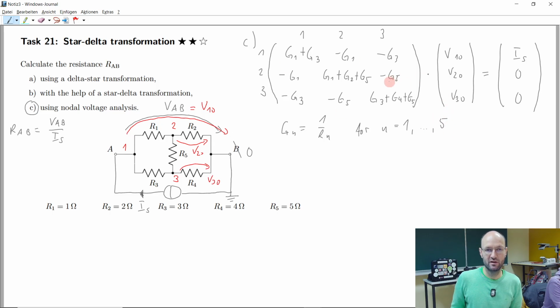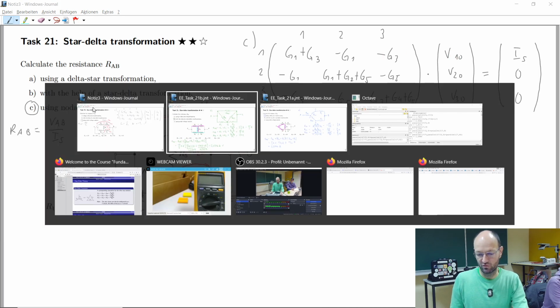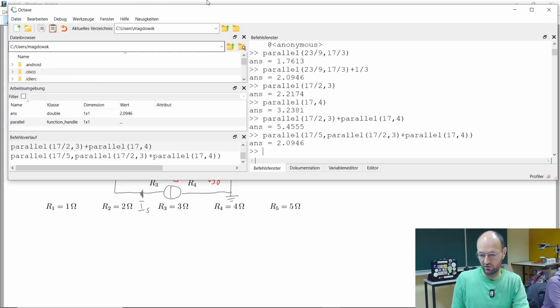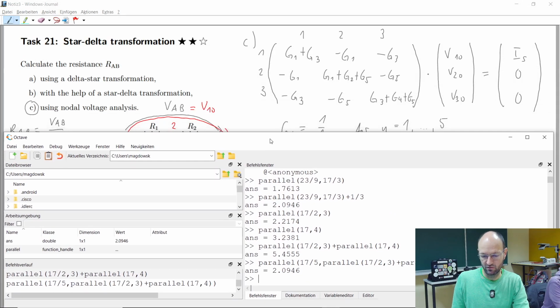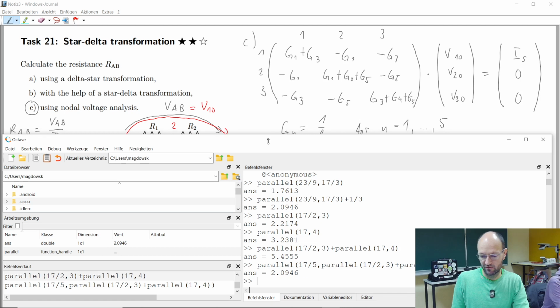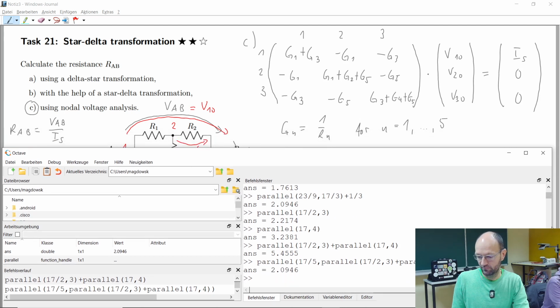Fill this matrix, solve this matrix, get our nodal voltages and insert them into this equation. And this is, of course, what we will once again do in Octave. So here's my Octave window. Let's move it down here.